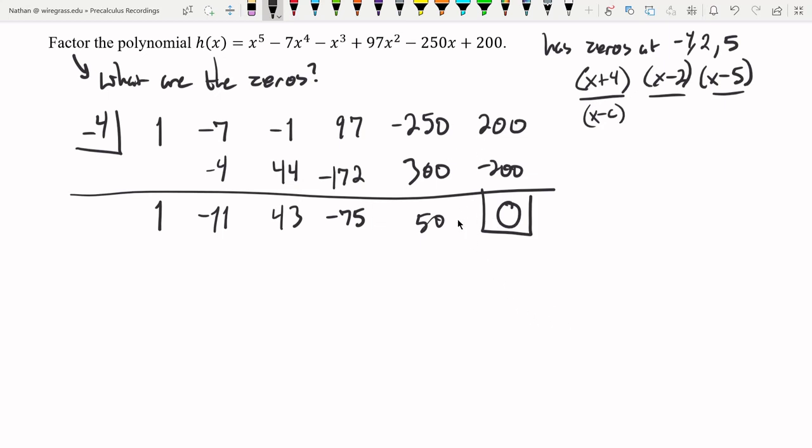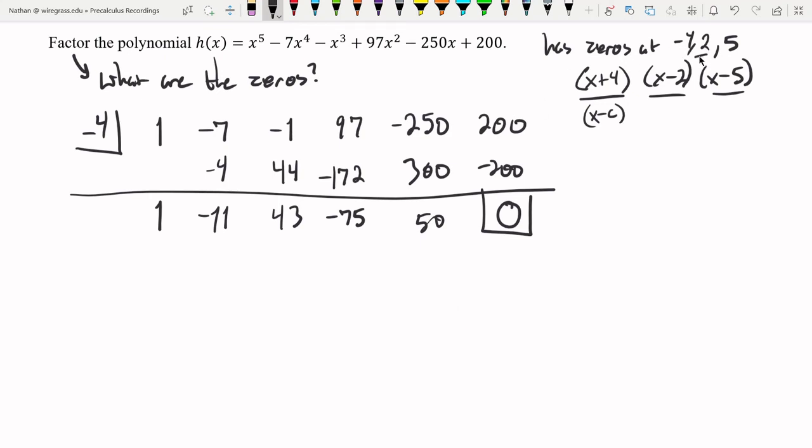So you have to be careful with your work. It's very easy to make a mistake in this process. Now, instead of having to rewrite this whole thing, the nice thing about synthetic division is that we can continue using what I've already written.